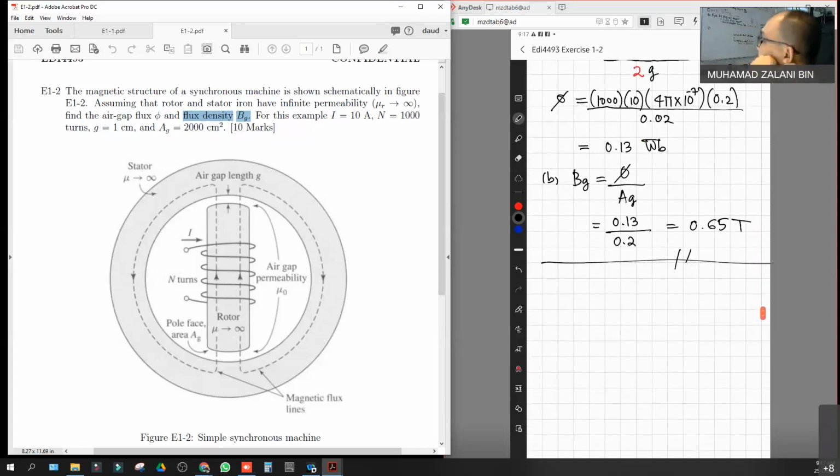So remember the unit for the flux phi is in Weber. For the magnetic flux density, it is in Tesla.